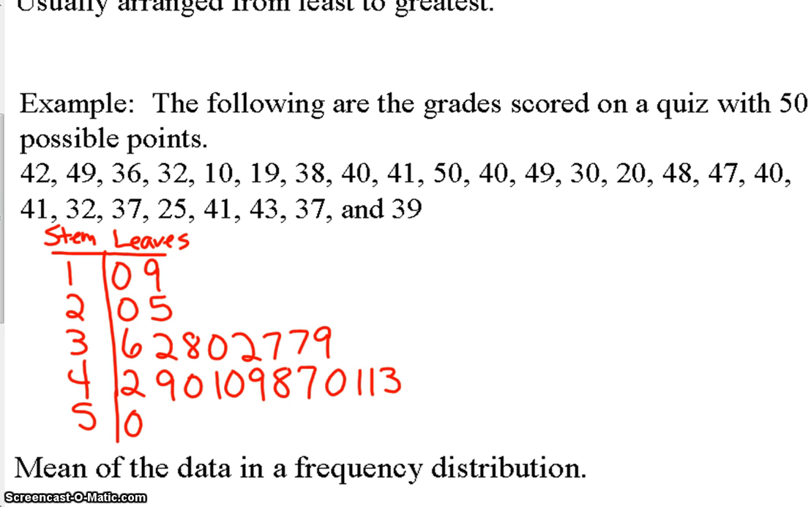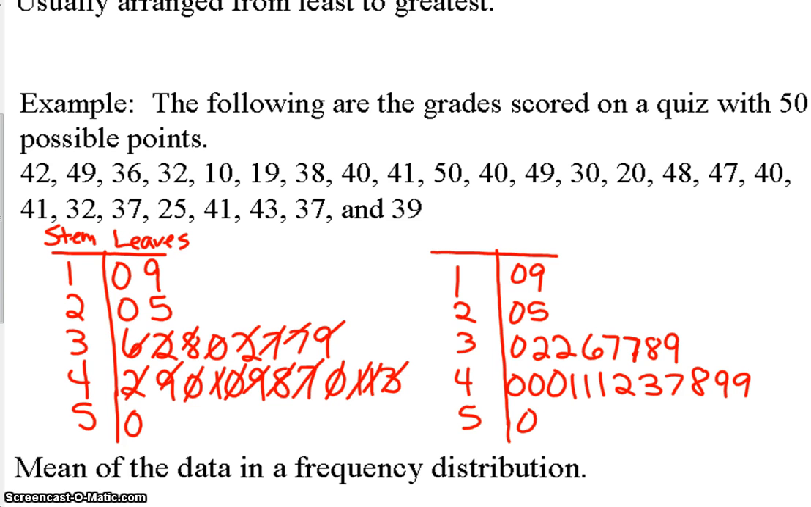This is the rough draft of my stem and leaf plot. The next thing I would do is go ahead and rewrite it, getting the numbers in correct order, getting my leaves in the correct order. On the right you can see my completed stem and leaf plot. At this point I could find the mean, the median, the mode, everything strictly from the stem and leaf plot.